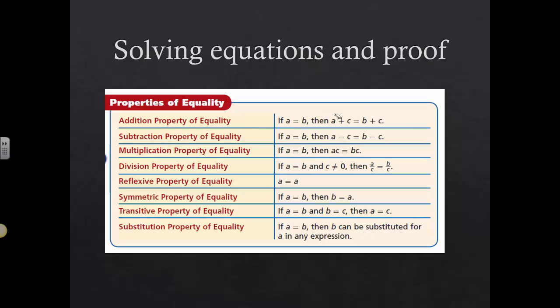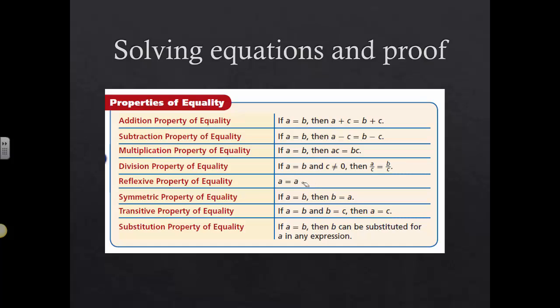So the addition property of equality just says that you can add the same thing to both sides of an equation and not change its value. The subtraction property of equality says the same thing. You can subtract the same thing from both sides and not change the balance of the equation. Multiplication property, you can multiply both sides, and the division property, you can divide both sides by the same number as long as that number isn't 0 and not change the equation.